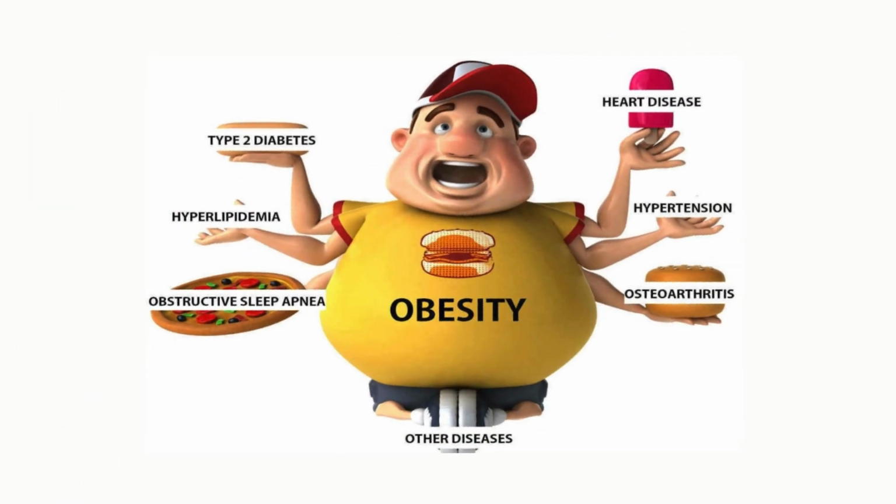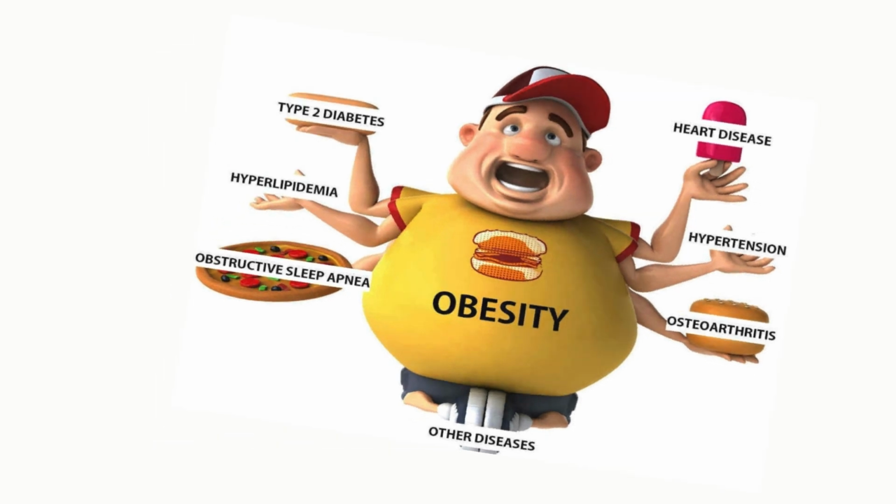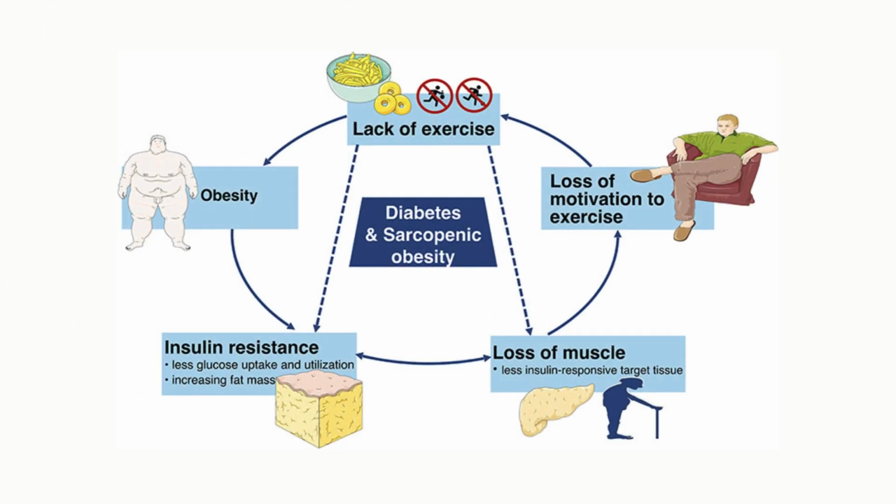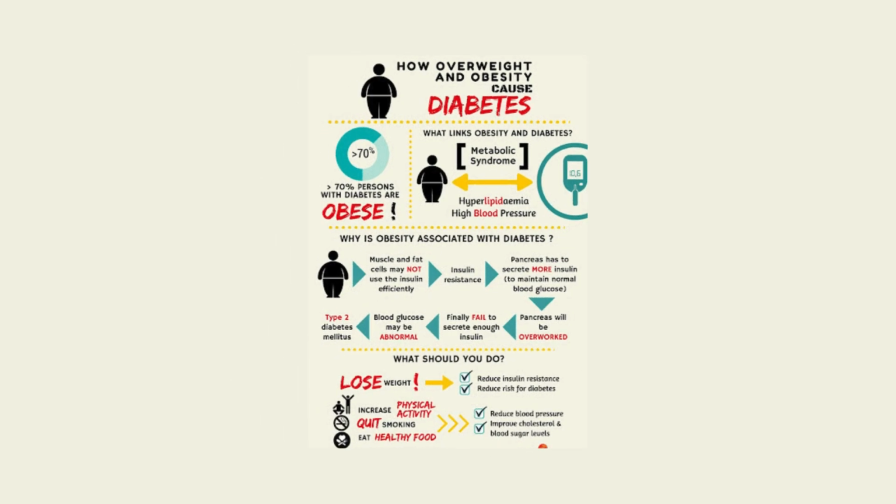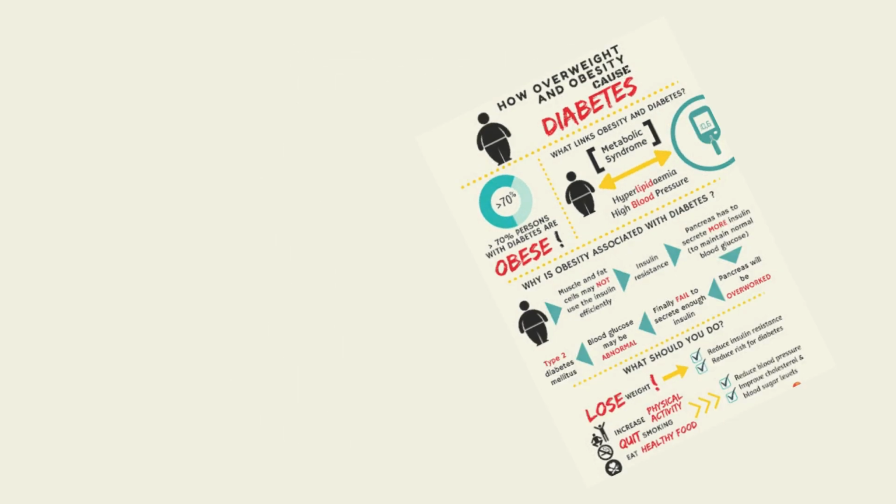4. Obesity. Obesity is one of the most significant risk factors for type 2 diabetes. Excess body fat, particularly abdominal fat, contributes to insulin resistance, where the body's cells do not respond effectively to insulin. This leads to higher blood glucose levels and eventually diabetes. Obesity is often linked to poor dietary habits, lack of physical activity, and genetic predispositions. Managing weight through a balanced diet and regular exercise is crucial in preventing and managing diabetes.